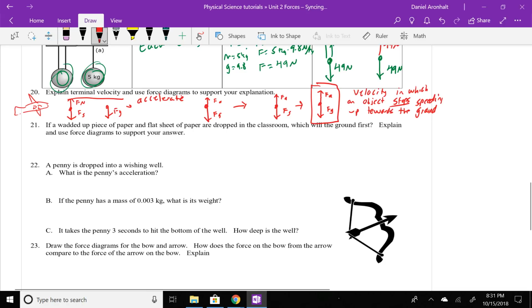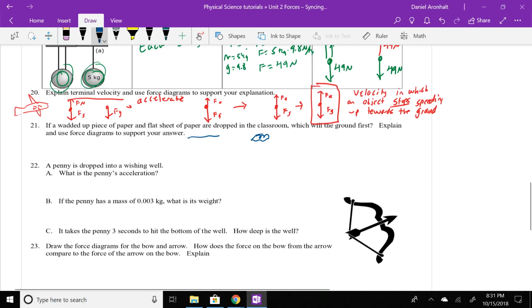I thought we were already done, but we're not. Let's do blue. If a wadded up piece of paper and a flat sheet of paper are dropped in the classroom, which will hit the ground first? So I have a flat and a wadded sheet of paper. Well, we did this in my class. We saw the bowling ball and the feathers dropped without a vacuum. When they were just dropped, the bowling ball hit the ground first because it had a larger mass and less air resistance relative to its mass, while the feathers floated slowly. But when they were dropped in a vacuum, they both hit the ground at the same time.